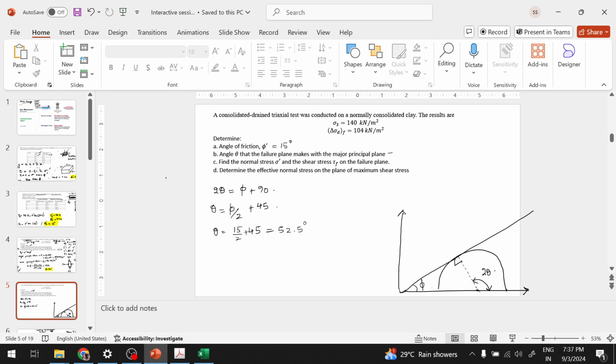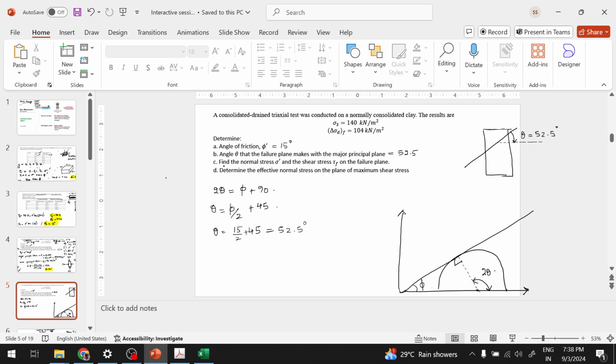So the angle that your failure plane will make with the major principal plane, this is the major principal plane, theta will be 52.5. Okay.